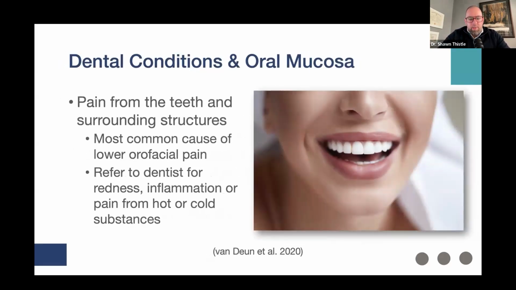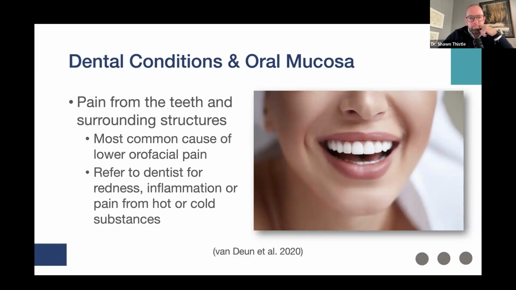Then we have dental conditions in oral mucosa. We don't spend a lot of time looking in people's mouths, but some patients don't have a dentist, and if you practice in a remote rural area, sometimes you may find yourself shining your phone light into someone's mouth to see if there's anything bothering them. It's considered to be the most common cause of lower orofacial pain, which means something's happening in the mouth. Remember, the nerves that innervate your jaw and your teeth and your soft tissue in your mouth crosstalk with every other nerve in your head and face.